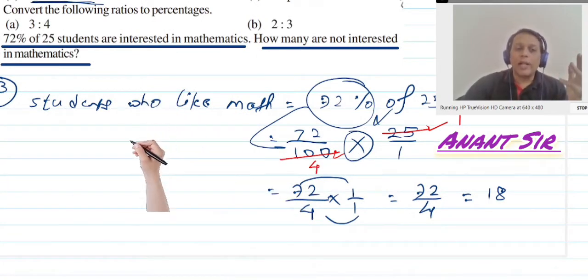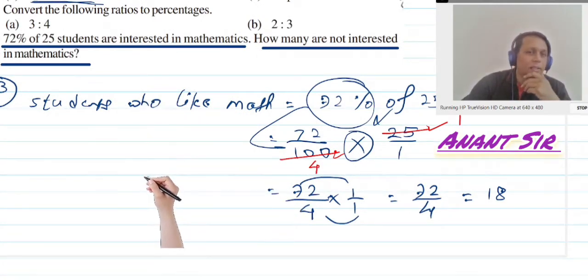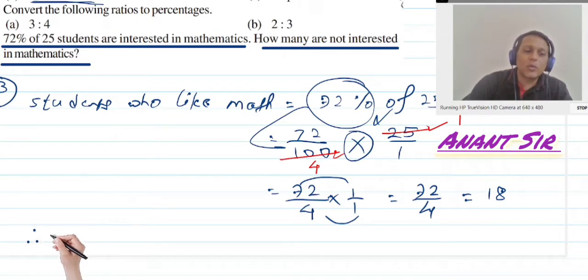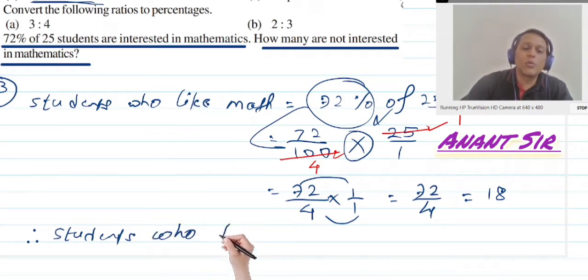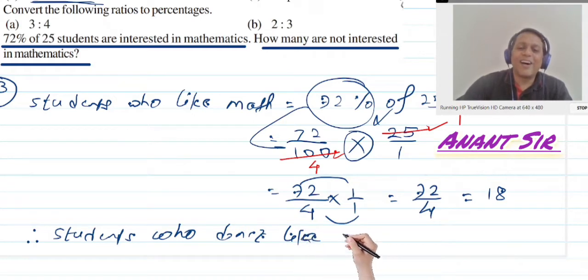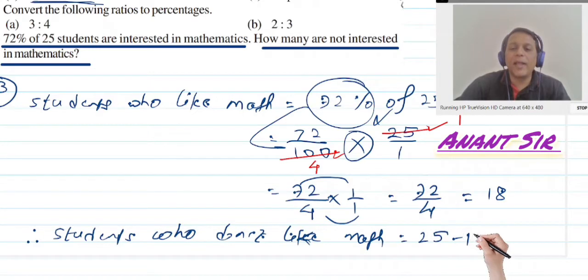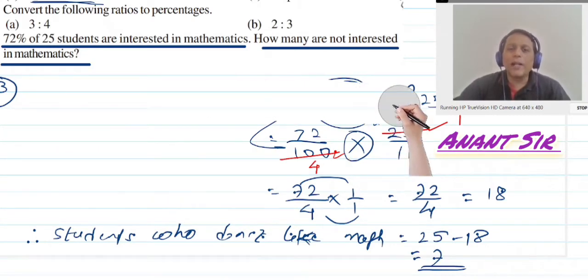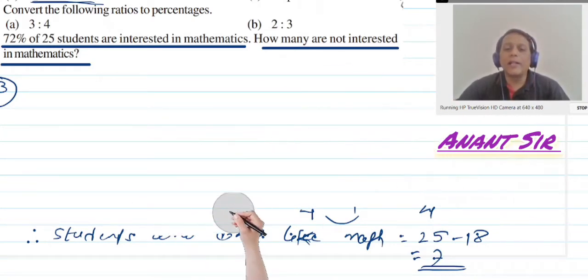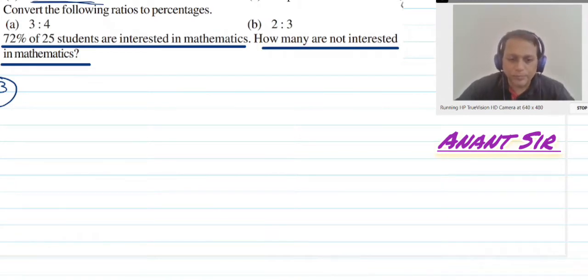So out of 25, if 18 like math, then how many don't like math? So therefore, the number of students who don't like math, or who are not interested, are 25 minus 18, that is 7. Okay, this is one method by which you can find. Or what you can do, you can directly find, see how we can do it the other way around.